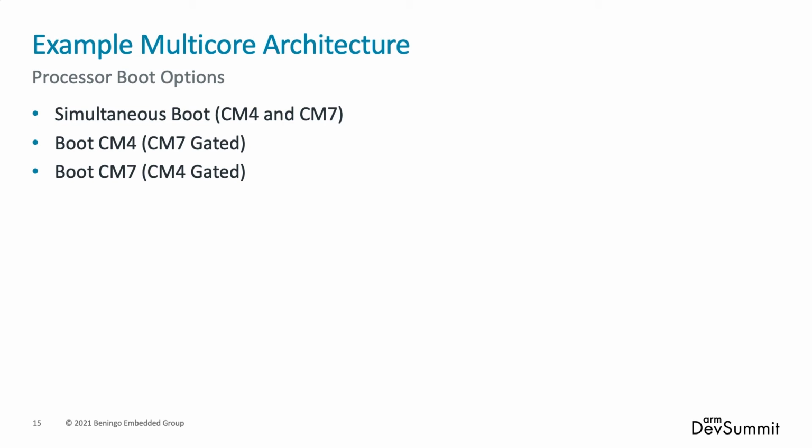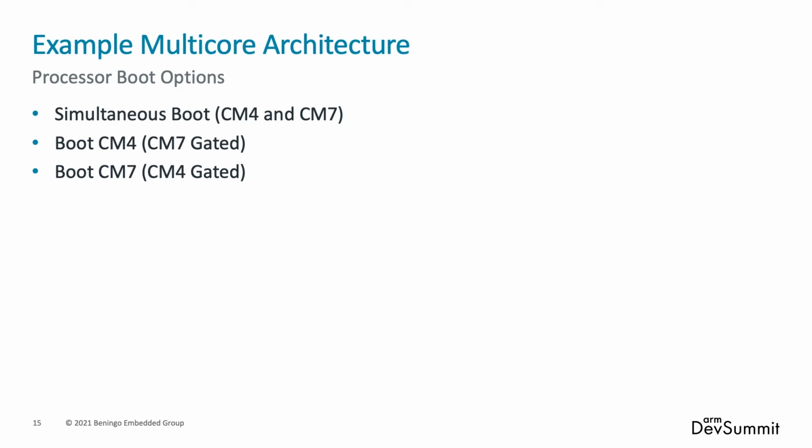For example, I can boot both of these simultaneously, the Cortex-M4 and M7. Both come up together, and I just let them run. Maybe I don't need to synchronize their behavior in any sort of way. But maybe I have some type of application where I do want to do that. Maybe I've actually separated the use case where I'm looking at security, for example.